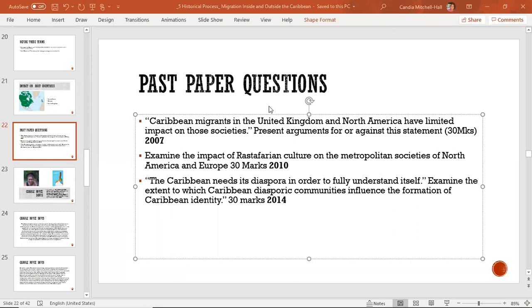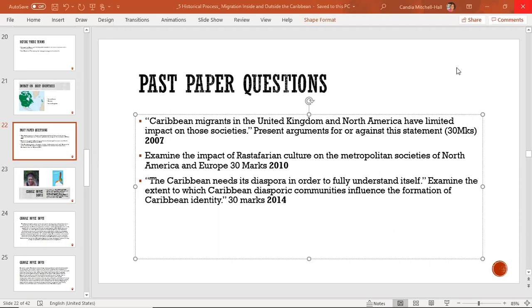Very good. So what this question is asking is whether you agree with the statement that the Caribbean needs its diaspora in order to fully understand itself. And in fact, it asks us to examine the extent. So once you see the words examine the extent or to what extent, it is basically asking whether you agree or disagree that Caribbean diaspora communities influence the formation of Caribbean identity. Is it that persons who are living abroad, do they impact the formation of our Caribbean identity?